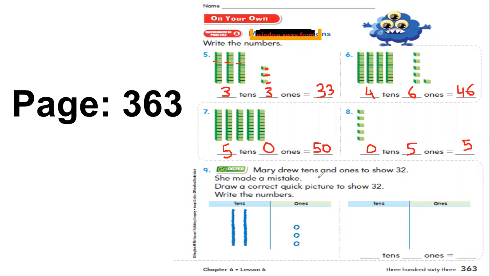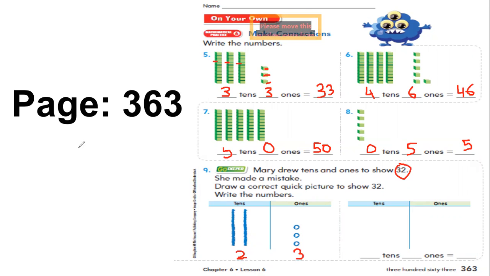Mary drew tens and ones to show 32. She made a mistake. Draw a correct quick picture to show 32 and write the number. Now, look at what she has written here. She has done 2 lines in the tens place and 3 dots in the ones place. But she has to get the number as 32. Is this 32? Here we have 2 and here we have 3. Is this 32? No. So she has made a mistake.